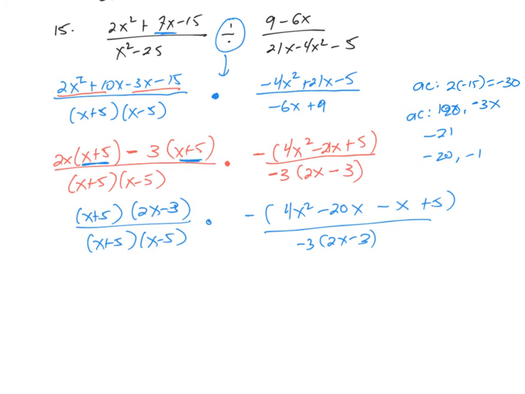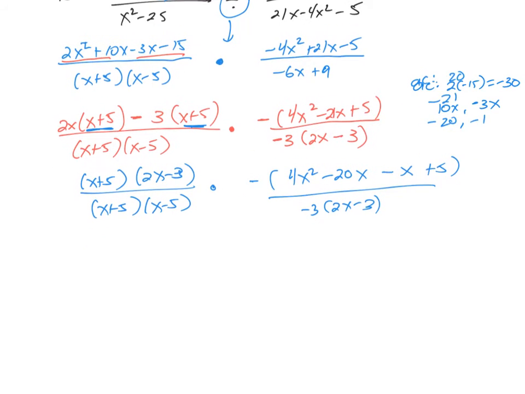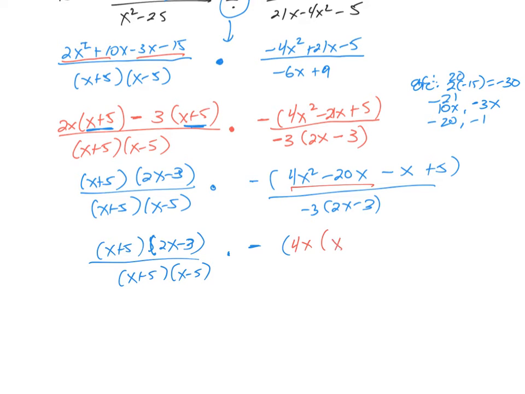So I'm going to copy down this first fraction. So I'm going to have x plus 5 times 2x minus 3 divided by x plus 5 times x minus 5. And then this numerator, I'm going to have the negative. I'm going to factor the first two terms. So I'm going to pull out a 4x. That will leave me with x minus 5. The second two terms, all that I can factor out is a negative 1. So I'm going to take out a negative. That will leave us with x minus 5. And the denominator still is negative 3 times 2x minus 3.